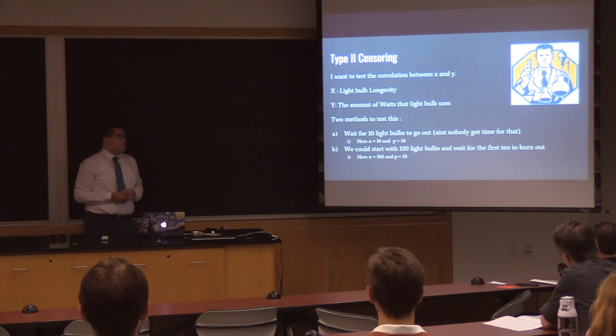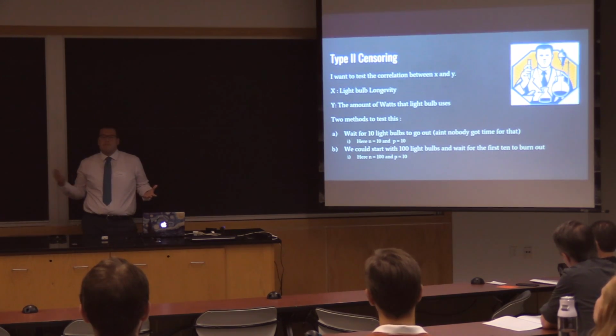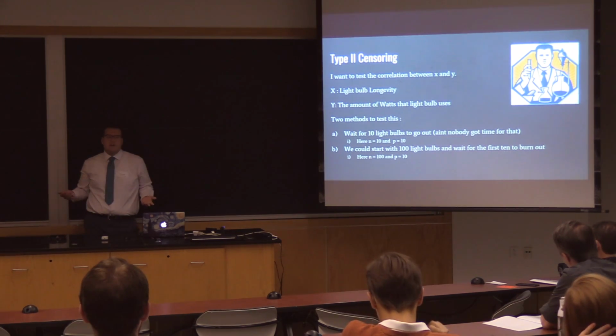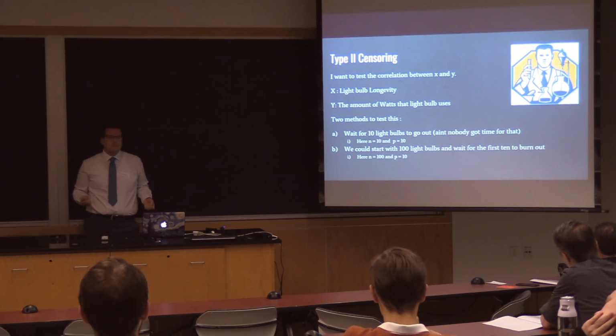Our other method would be to use a type 2 censored experiment where we take 100 light bulbs and we wait for the first 10 to burn out. In this situation, N is equal to 100, and P, where our experiment ends, is 10 light bulbs.